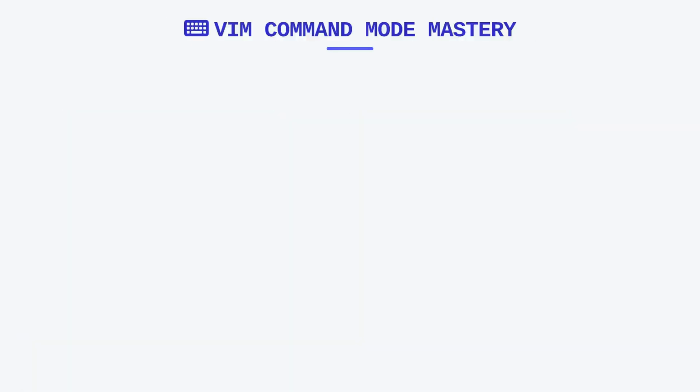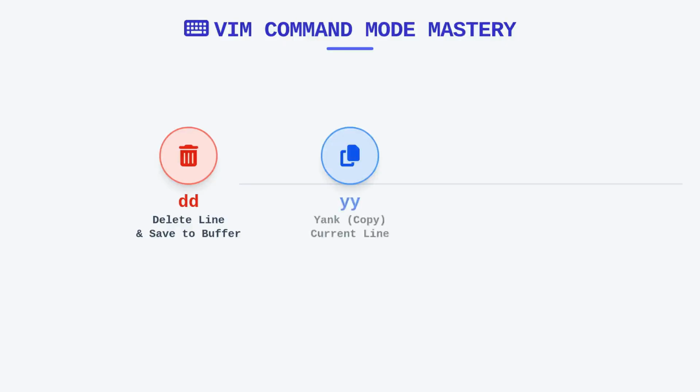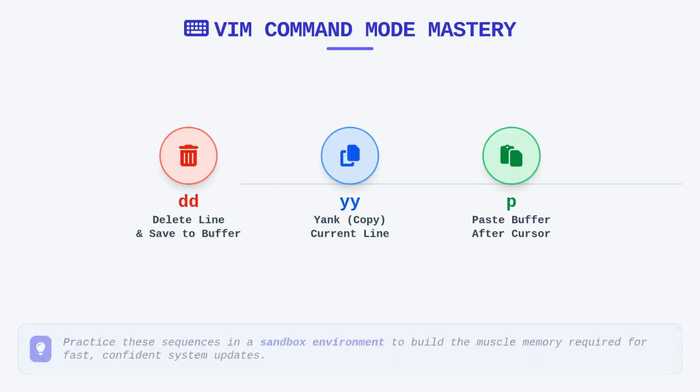Mastering a few key movements and operations within Vim command mode will significantly increase your efficiency when editing system files. To delete a complete line, you simply press dd, which removes the current line and saves it into the buffer. If you wish to copy information, you can use yy to yank or copy the current line. Once you have copied or deleted a line, moving to your desired location and pressing p will paste the contents of your buffer after the cursor. These three operations, deleting, yanking, and pasting, form the backbone of most text manipulation tasks you will perform. Practicing these sequences in a sandbox environment will build the muscle memory required to perform these updates quickly and confidently.